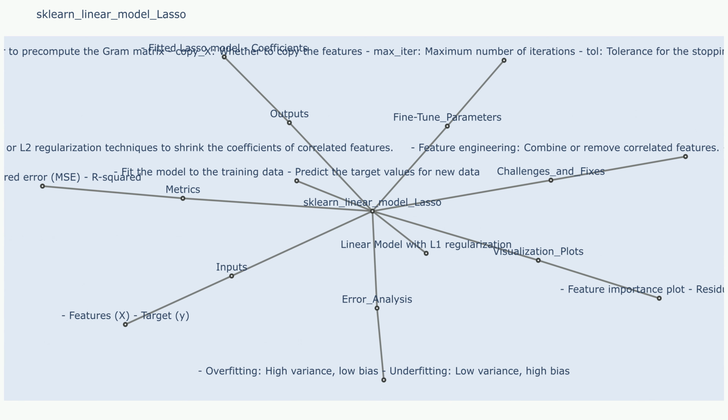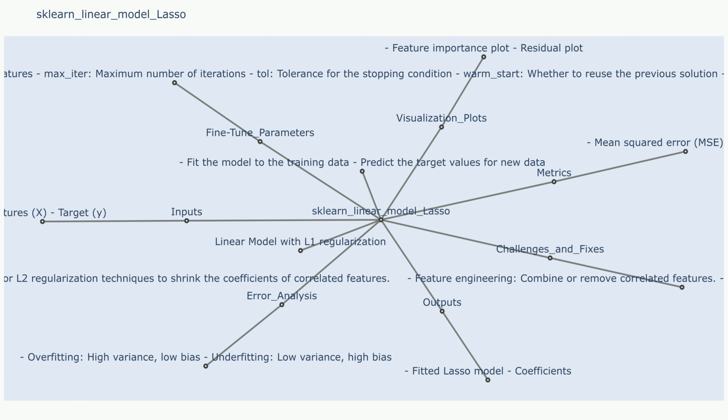Uncertainty methods. Confidence intervals calculated for the regression coefficients to estimate the uncertainty in their values. Bootstrapping, a method for estimating the uncertainty in model predictions by repeatedly sampling the training data with replacement and fitting the model to each sample.